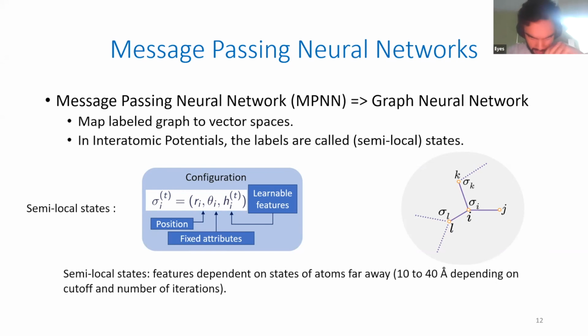And the reason we say it's a semilocal state is that MPNNs are recursive algorithms that aim to extend the receptive field each time you do the recursion. So in most MPNNs with 4 or 5 layers, you can end up with a receptive field of beyond 20 or 30 angstrom, which is no longer strictly local, but we call them semilocal.